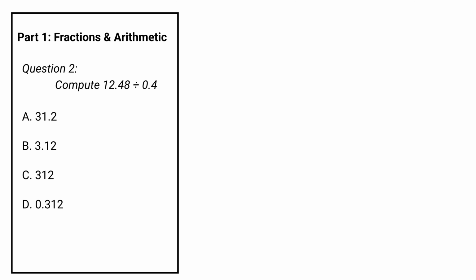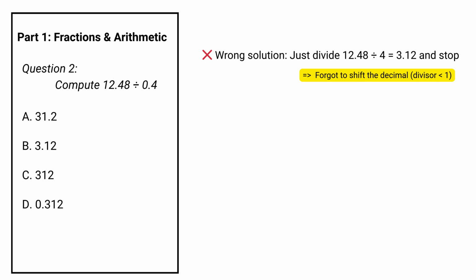Our next problem, 12.48 divided by 0.4. The options are A, 31.2, B, 3.12, C, 312, D, 0.312. Pause the video and see what you get. A common mistake here is to just divide 12.48 by 4 and stop at 3.12. That happens when you forget to shift the decimal because the divisor is less than 1.